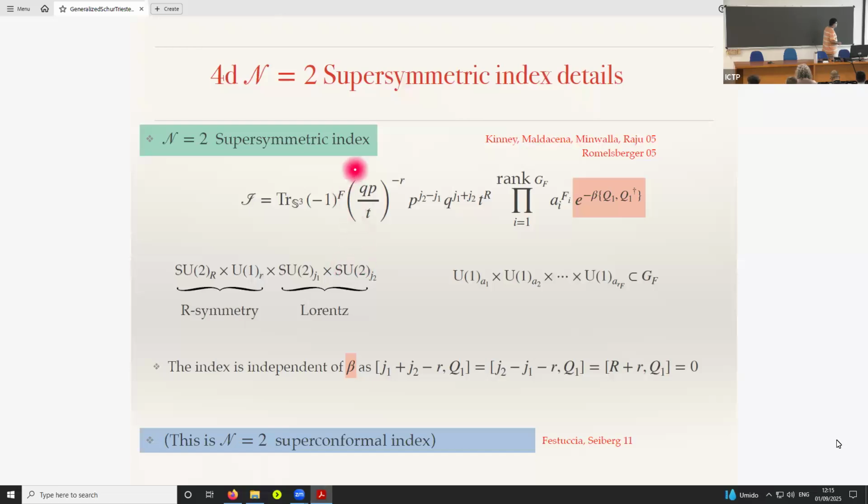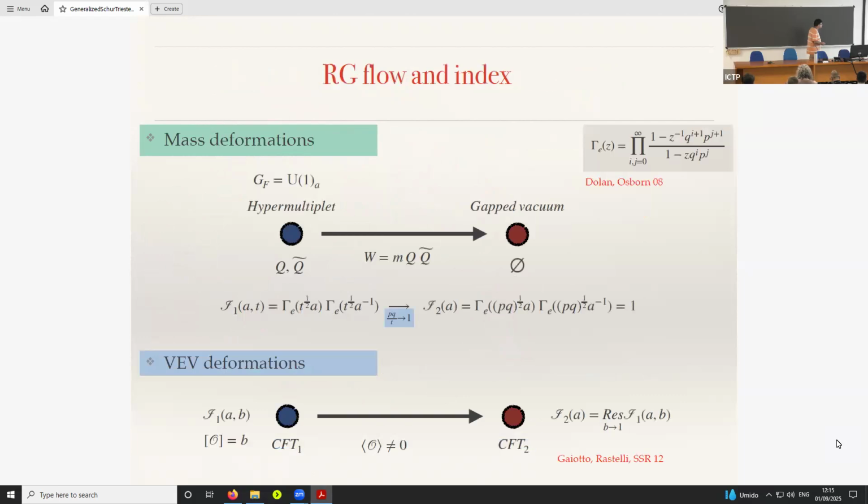Again, this index is usually defined for conformal N=2 field theories because we assume that the SU(2)_R symmetry is there. But we can also think about it more generally as a special case of the N=1 index with various symmetries that appear.